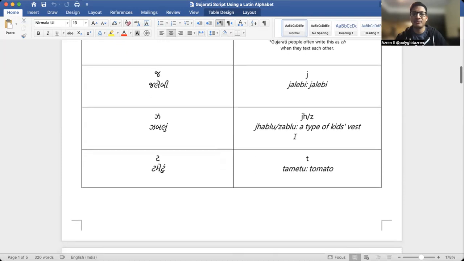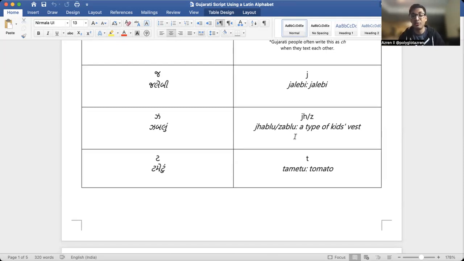Next one here. Ja, such as the word jalebi, the sweet. Ja is written with the lowercase j. The next letter, ja, or some people might say za, is written with a jh or just a simple z.